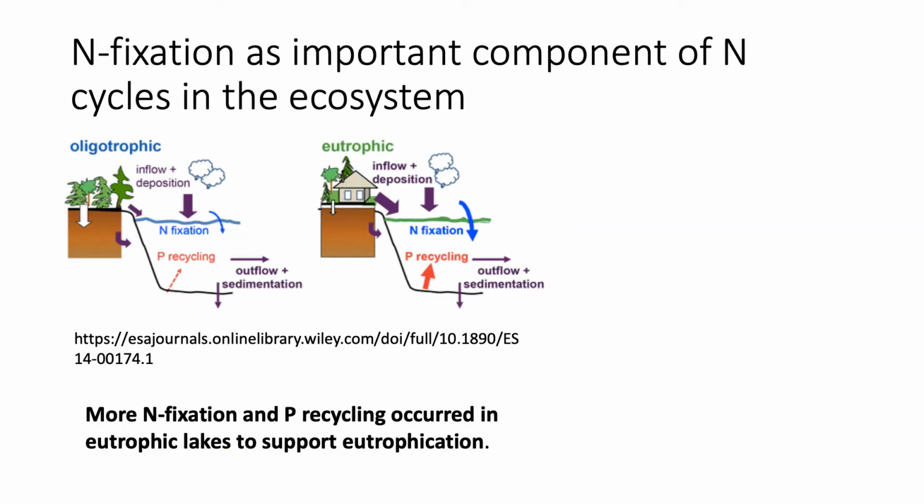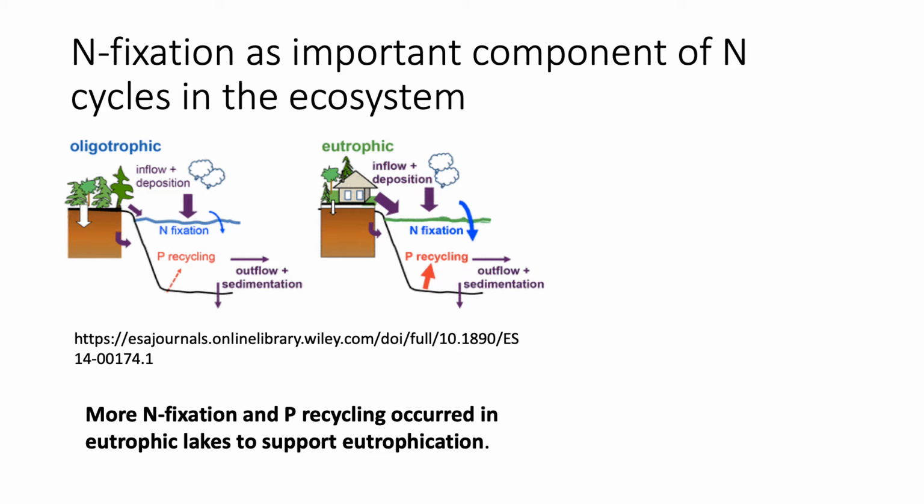So nitrogen fixation is an important component of nitrogen cycles in the ecosystem. We can see from both oligotrophic and eutrophic lakes, nitrogen fixation and phosphorus recycling from sediment are both very important components and pathways to add nutrients to the ecosystem. And more nitrogen fixation and phosphorus recycling occurred in eutrophic lakes to support eutrophication and also because of initial abundance of nutrients.